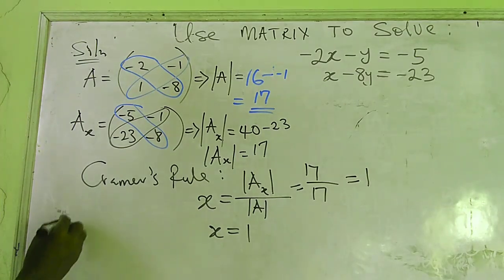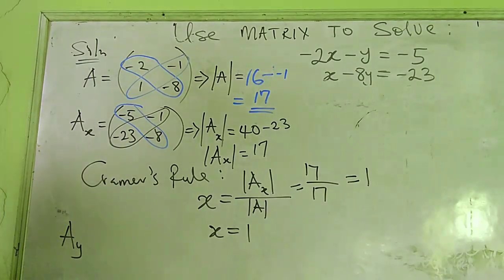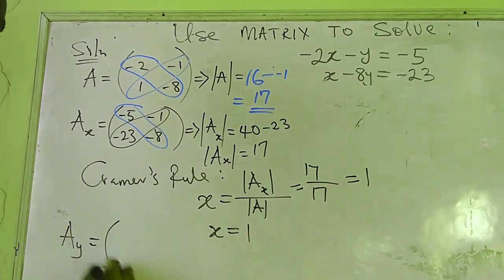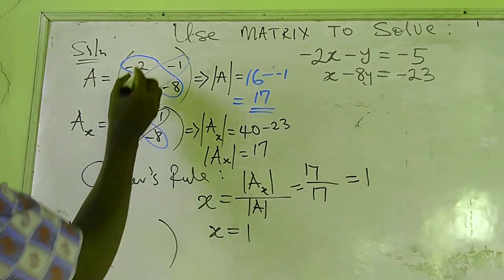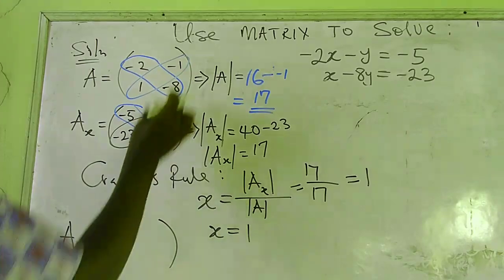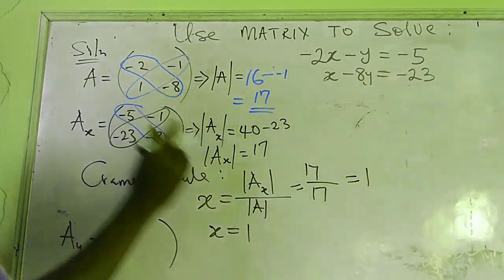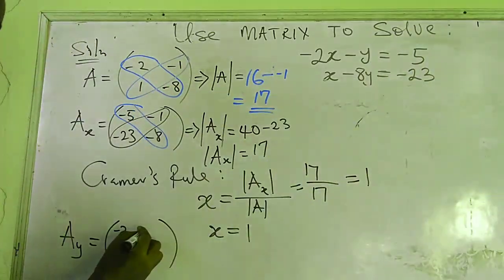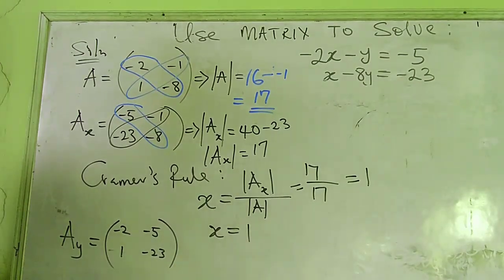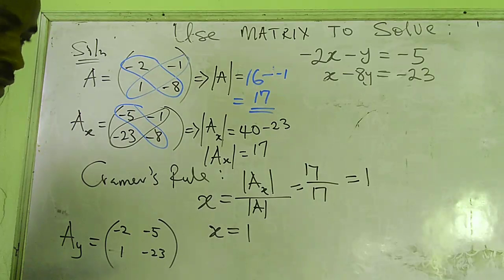Okay, so the next thing I'm going to do now is I'm going to get the determinant for A subscript y. I hope you can see the board from there. So let's get A subscript y at this moment. My A subscript y, the same thing, I'm going to replace my y column. Remember this is my x column. So this is my y column, -1 and -8. I replace it with these two. Again, -5, -23.